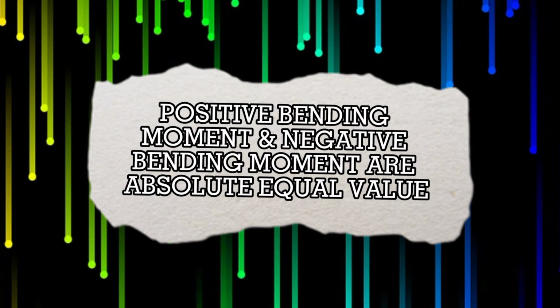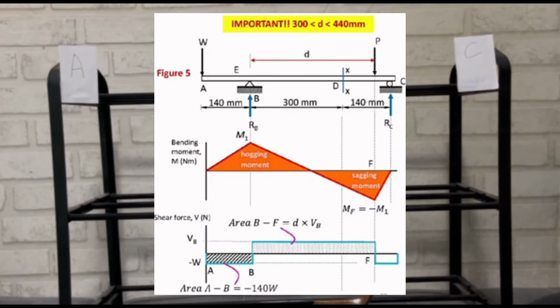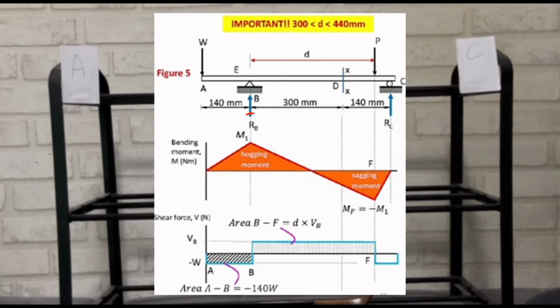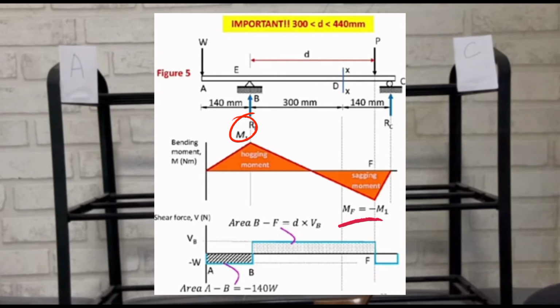Next, to prove that the positive and negative bending moments have equal absolute values, we plot the bending moment diagram of the beam where the load is applied at a distance D less than 240 mm from point B. We observe that the maximum sagging moment is equal to the absolute value of the maximum hogging moment.